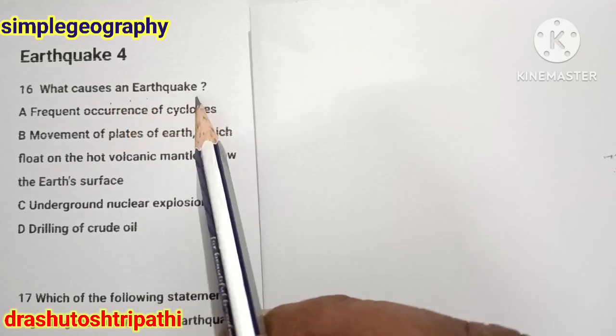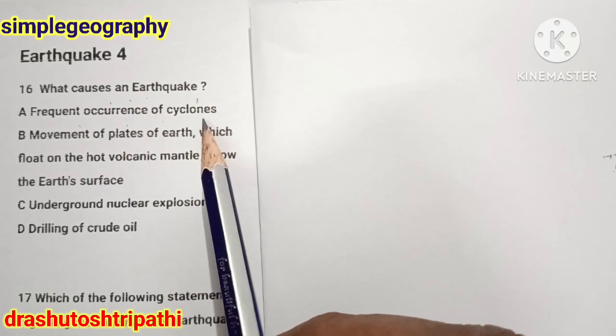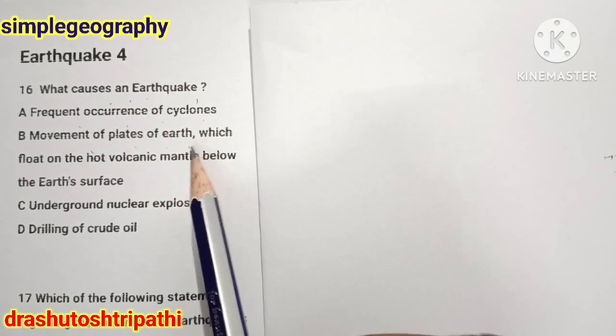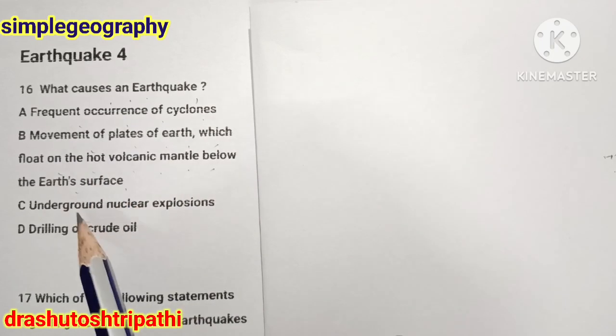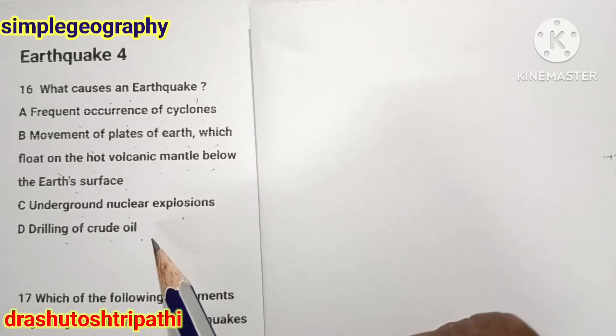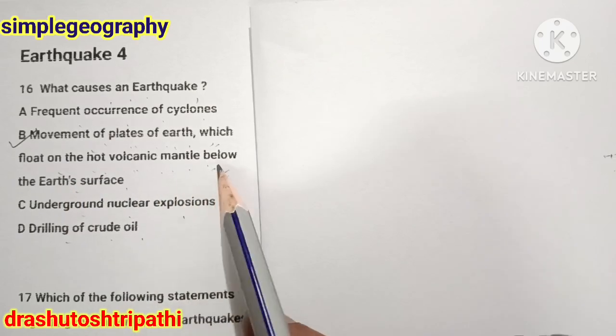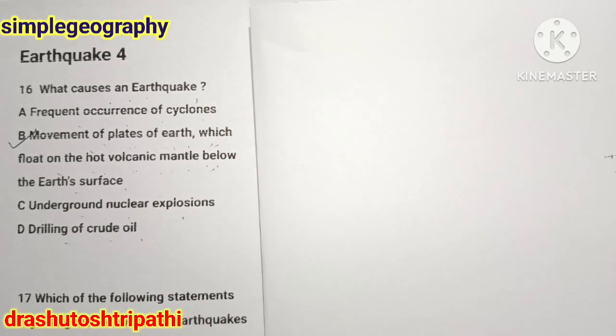What causes an earthquake? A frequent occurrence of cyclones, movement of plate of earth which float on the hot volcanic mantle below the earth's surface, underground nuclear explosion, drilling of crude oil. Which one is the best answer? That is B. Movement of plate of the earth which float on the hot volcanic mantle below the earth surface.